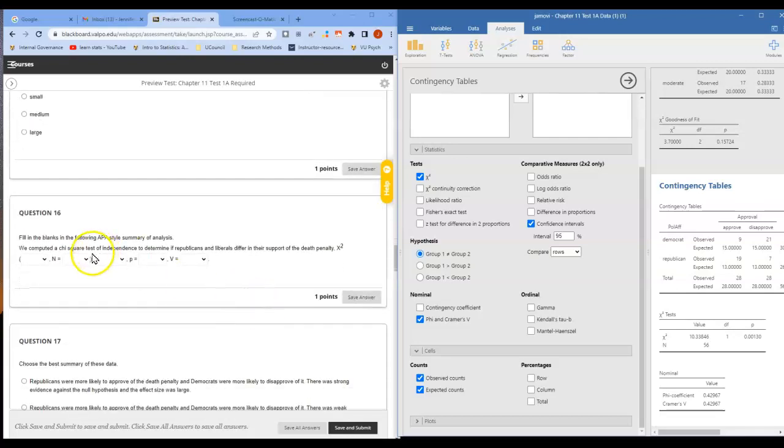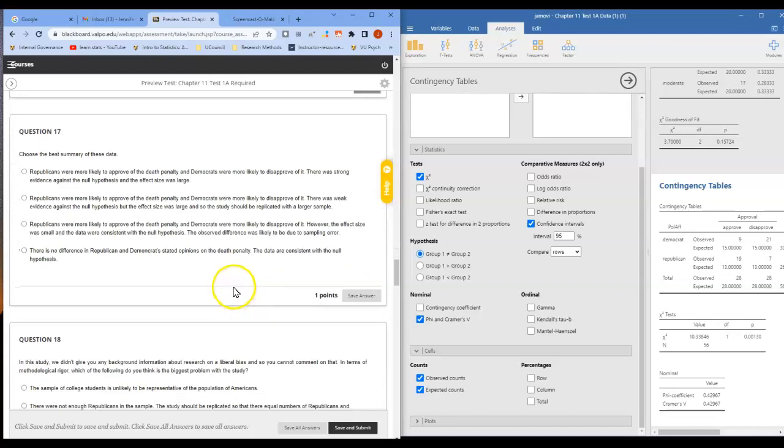All right, next you're going to fill in the blanks. Our chi-square has 1 degree of freedom. The sample size in this case was, we have to add up all of these values. You're going to add up 9, 21, 19, and 35. So that gives us 56 for our sample size. Our chi-square was 10.34. The p is 0.001, and Kramer's V was 0.43.